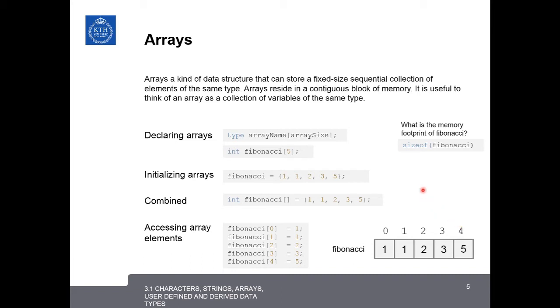If you wanted to find the memory footprint of this Fibonacci sequence within your computer's memory, you could do that using the command sizeof. On my computer, each int is 4 bytes, so sizeof returns a total value of 20 bytes.